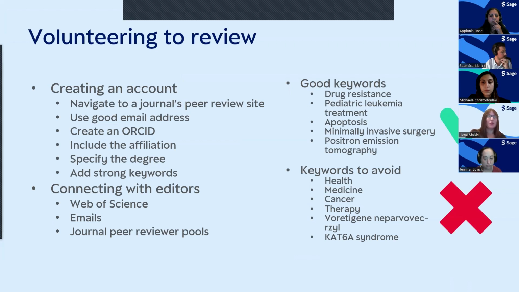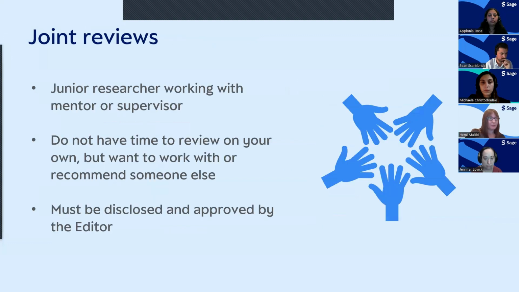The second way to become a volunteer reviewer is by connecting with the editors. A reviewer may consider reaching out to the editors of the journal directly via email. Many editors have their email addresses on the journal website, or by creating a Web of Science account. Many journals also have volunteer reviewer programs that you can apply to join. For example, many Sage Open Access journals encourage applications for their editorial review boards. Next slide, please.